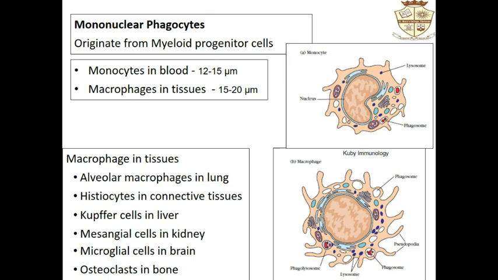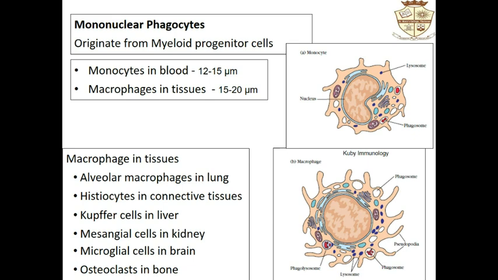Macrophages are either free macrophages, which travel throughout the tissues through amoeboid movement, and these are known as free or wandering macrophages. Or the macrophages may reside in a particular tissue. They cannot move, they cannot travel, and they are known as fixed macrophages.